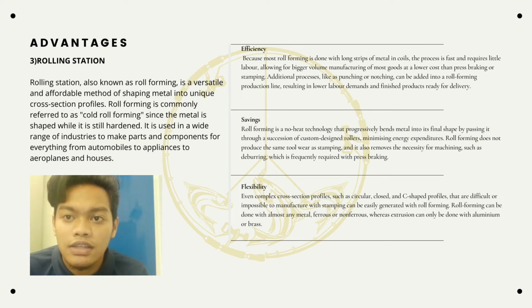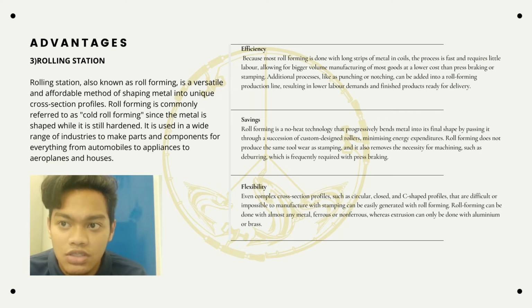Now for the advantages of the rolling station. Rolling station, also known as roll forming, is a versatile and affordable method of shaping metal into unique cross-section profiles. The following are some of the advantages of using roll forming.